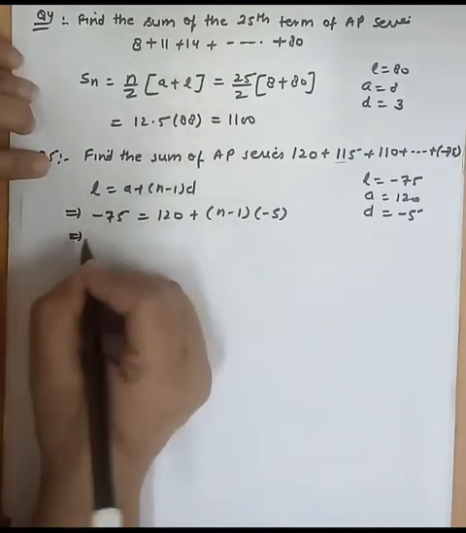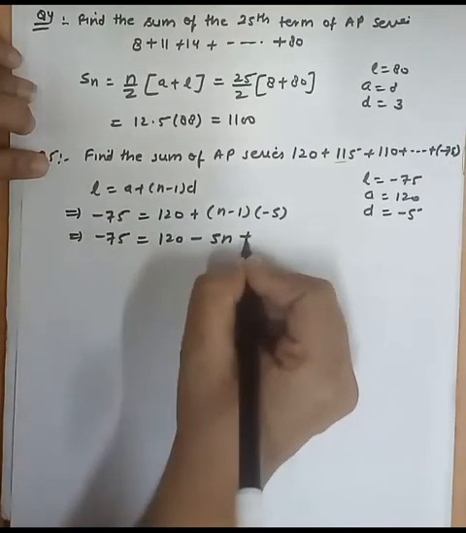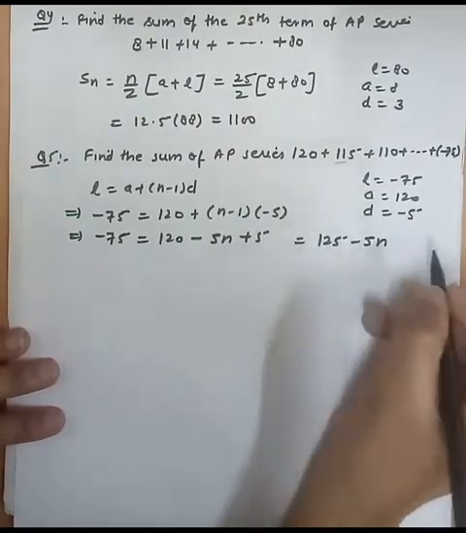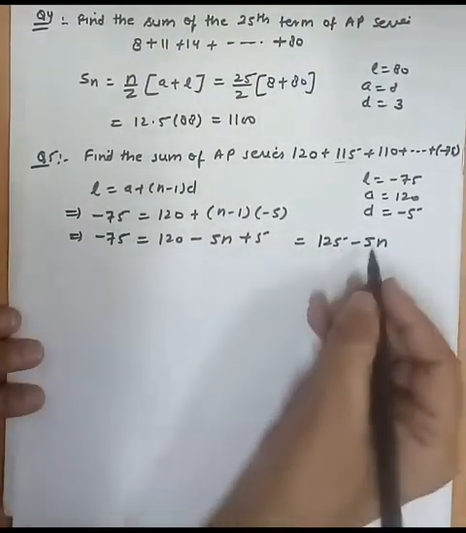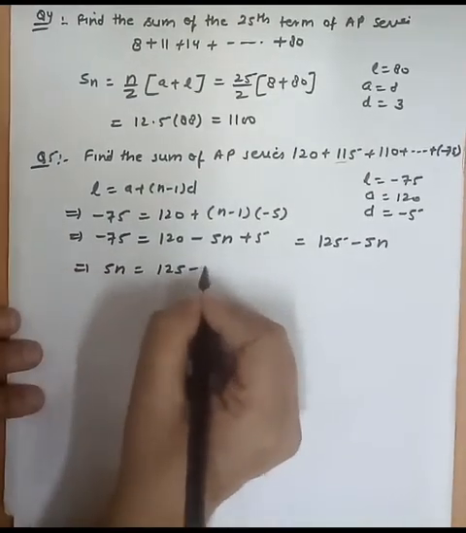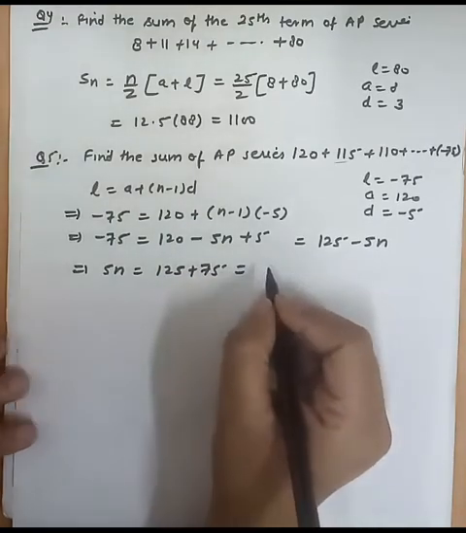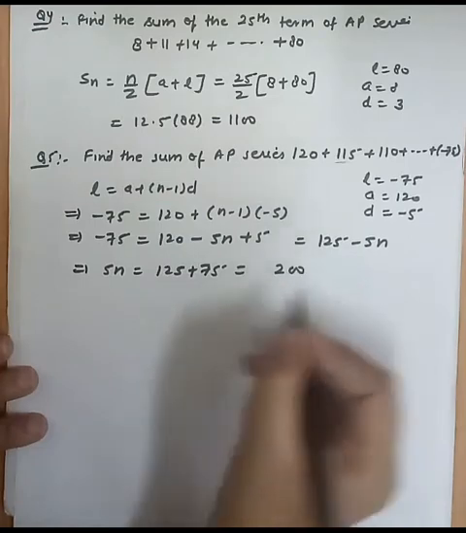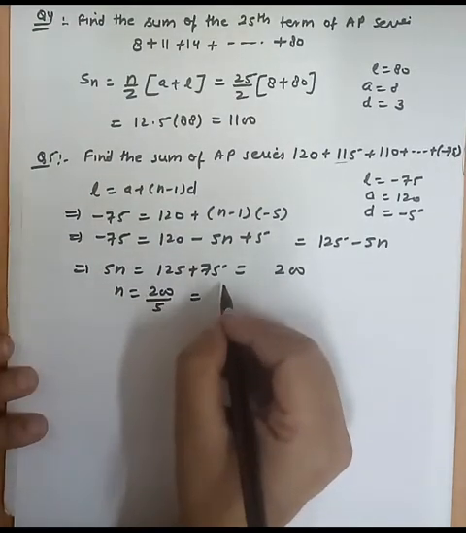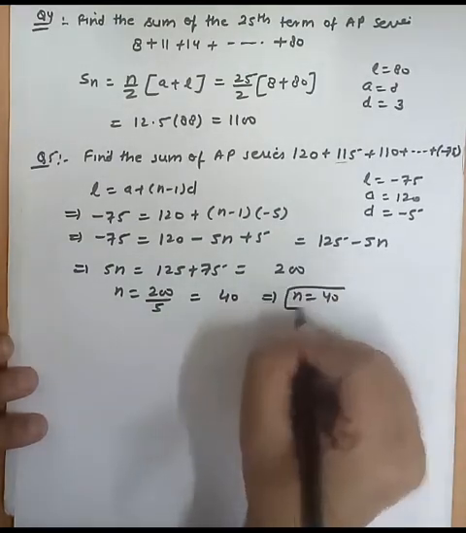Okay, so minus 75 equals 120 minus 5n plus 5. So here it is 125 minus 5n. So you can take the 5n here, and this one is 125 plus 75. So this is 200. So n equal to 200 by 5. It means 40. So we get n equal to 40.